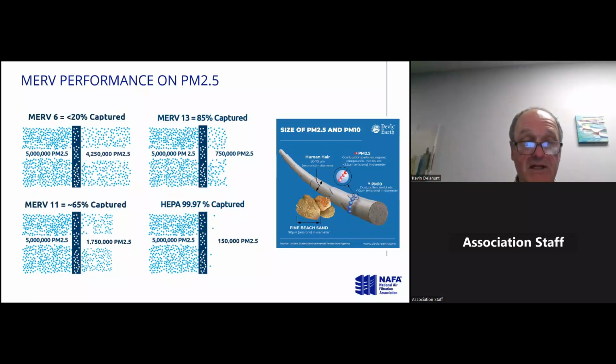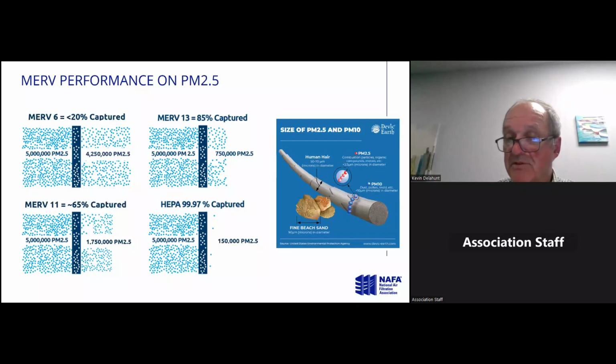So again, when I present this chart to a lot of people, I just ask them, which filter would you rather have in your space? The MERV 6 that's barely stopping anything, or a MERV 11 at least, or a MERV 13? Usually with this, you can at least visualize that penetration into the space.